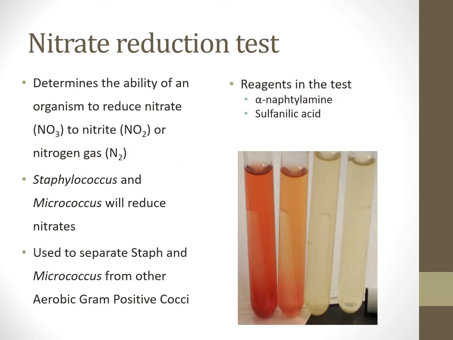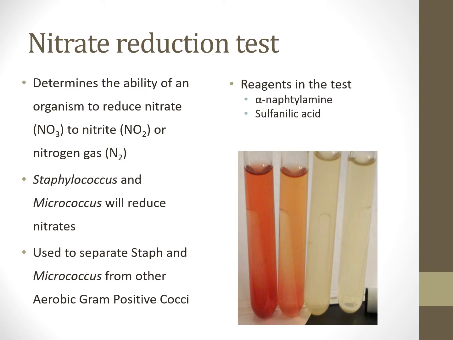Now, Staphylococcus and Micrococcus can reduce nitrates to nitrites. Nitrates are actually in the environment, and we can determine the ability of an organism to reduce nitrates, that's NO3, to nitrites, which is NO2, or reduce nitrates to nitrogen gas, which is N2. Staph and Micrococcus will reduce nitrates to nitrites.